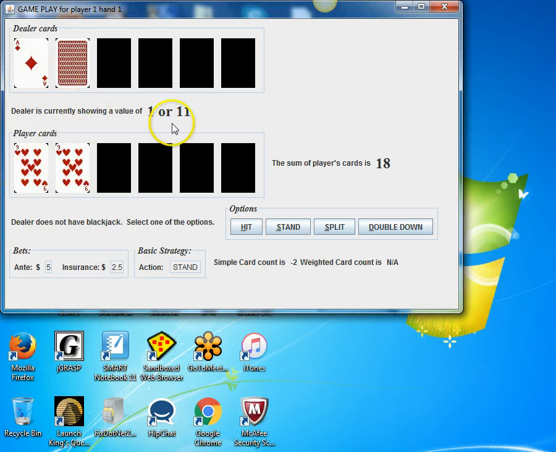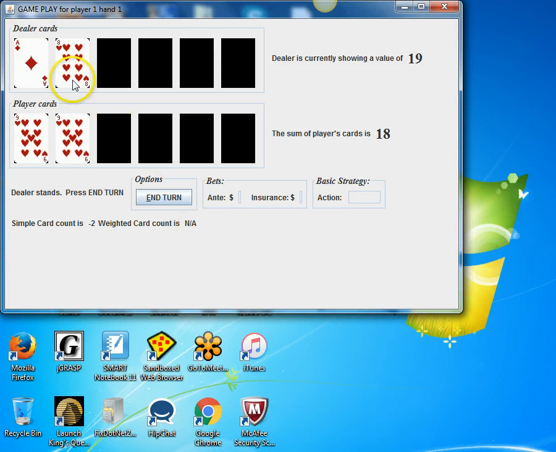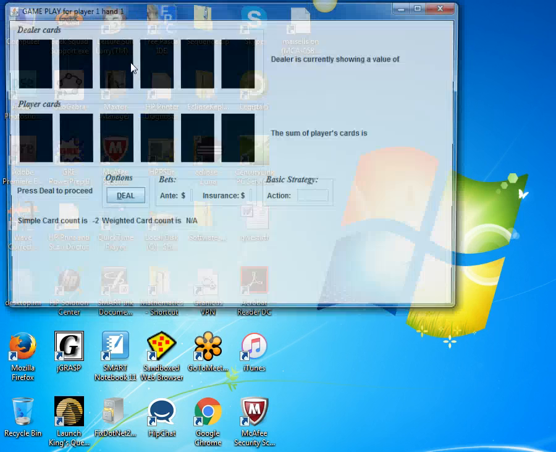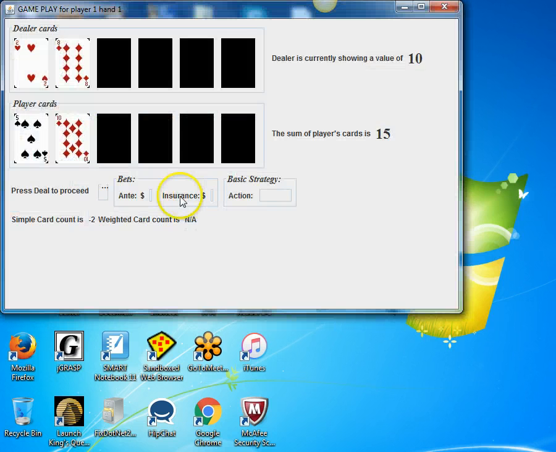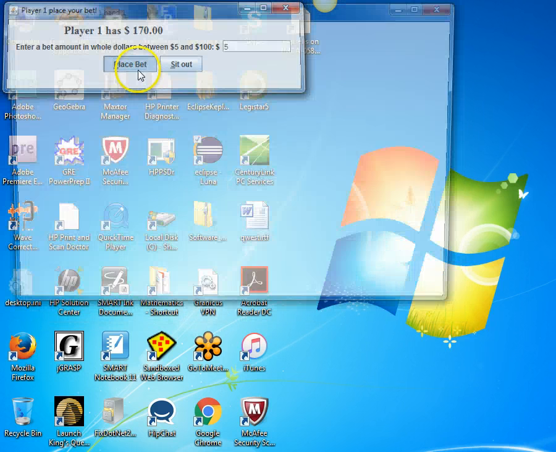So now I have an 18 against an ace. I'm going to go ahead and stand. And the dealer got 19. So either way, that was a bad hand, and I shouldn't have bet insurance there like I did, but I just wanted to show you. 15 against a 2, stand. Dealer had 10, 14. You can see there's a momentary delay I put in to make it look like the computer is actually thinking and dealing. Okay, there I actually won.